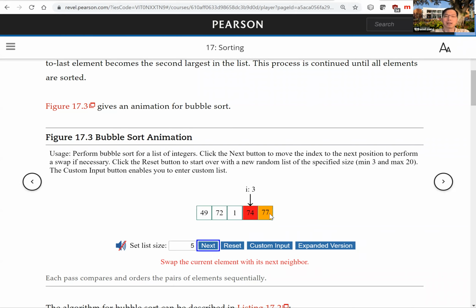77 is at the bottom. Bubble sort is also called a sinking sort, so the largest one is sinking to the bottom. Continue to have another phase.